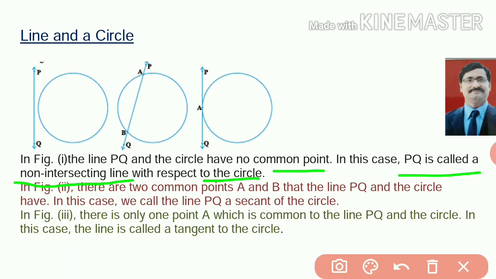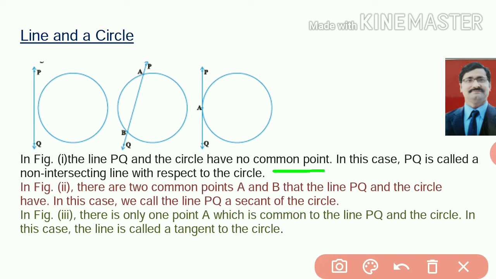In the second case, you can see the circle and the line intersect at 2 points. In this figure 2, there are 2 common points, A and B, that the line PQ and the circle have. In this case, we call the line PQ a secant of the circle. This line is called a secant line.